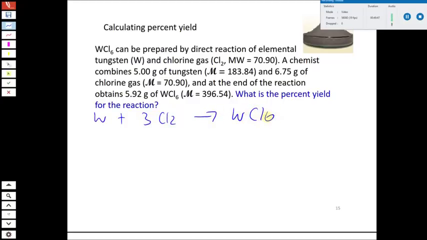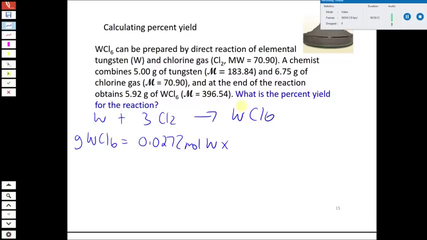We know that tungsten, W, is our limiting reactant, so we're going to calculate the amount of tungsten hexachloride, WCl6, that can actually be formed in this chemical reaction. So this is going to be our theoretical yield. We have 0.0272 moles of tungsten. We calculated that in the previous step. And we're going to calculate how much WCl6 would form if all 0.0272 reacted perfectly.